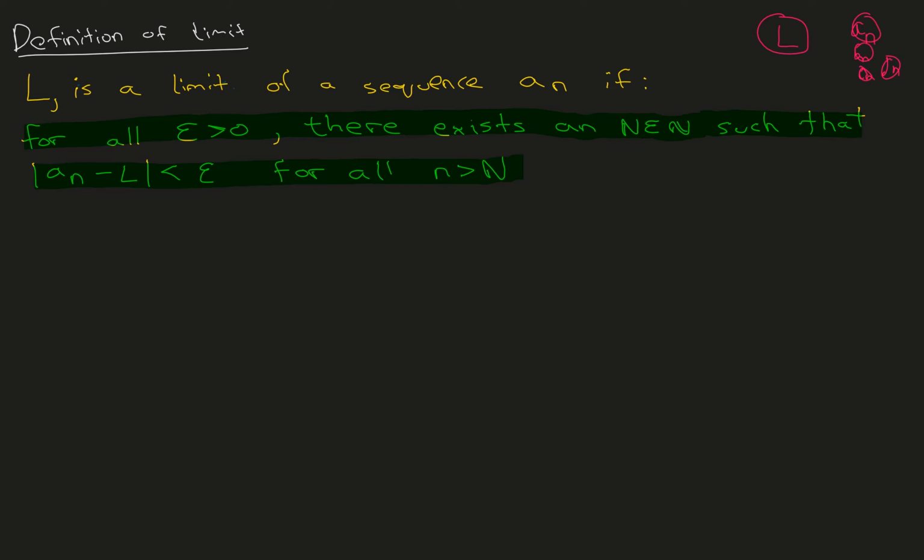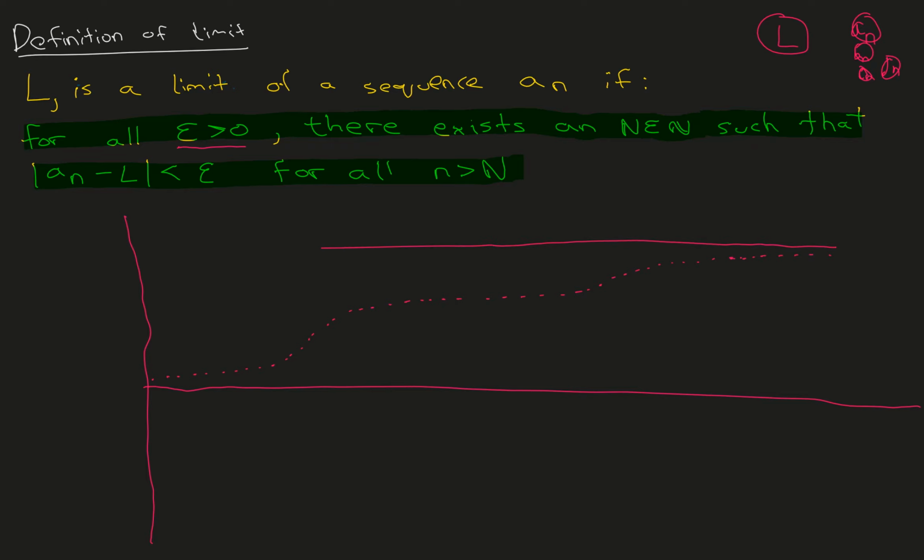We're told that L is a limit of a sequence if for all epsilon greater than 0. So what is epsilon? Epsilon is basically an error. Let's look at this visually to see what's really happening here. So consider this sequence, which is going gradually and then it levels off, and this as L, and epsilon.